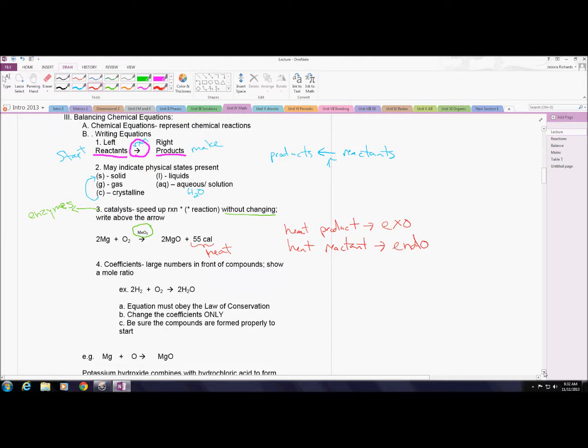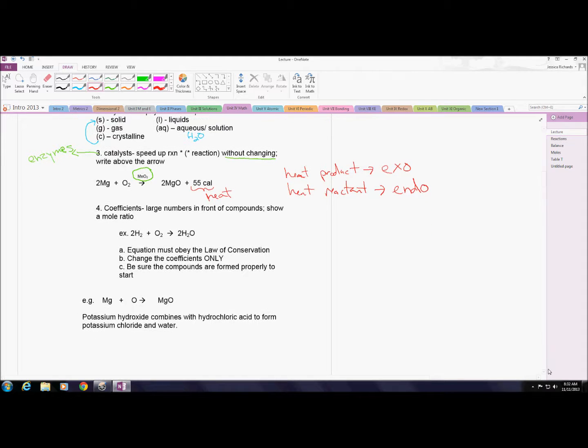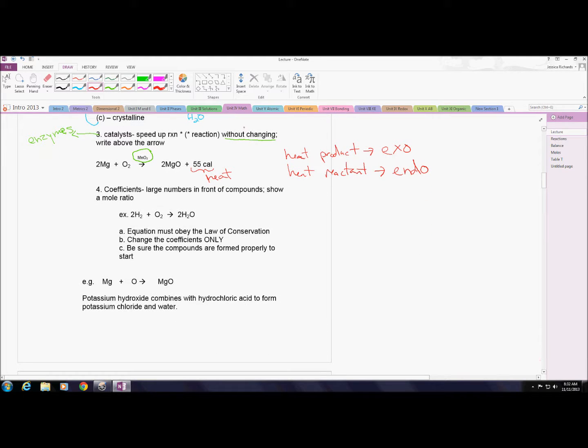In front of your compounds, there's sometimes these large numbers that we call coefficients. So these numbers in front of your compounds, the big ones, are called coefficients. So there's 2, and it's a mole ratio, so we're going to call this 2 moles of hydrogen gas plus 1 mole of oxygen gas produces 2 moles of water. Notice there's not a number 1 drawn in here. It's kind of like x and 1x. It's just understood that the 1 is there.